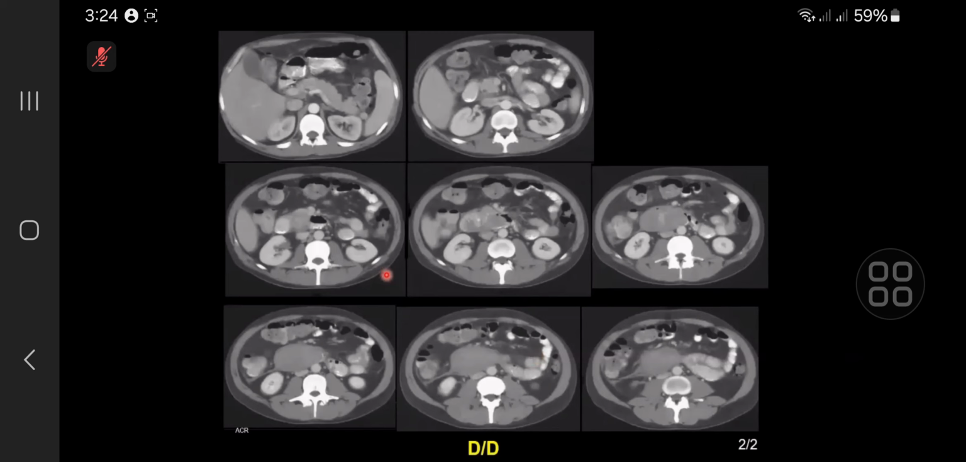So there's a low density lesion around that part of the duodenum. It could be a hematoma that's compressing the duodenum. And where is this hematoma located? On the fourth axial image, it looks like it's within the wall of the duodenum.